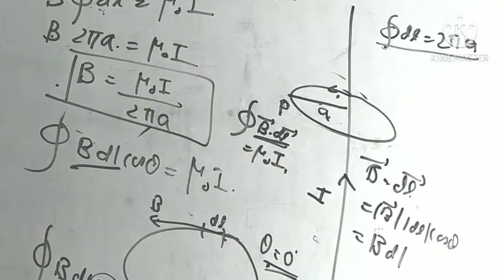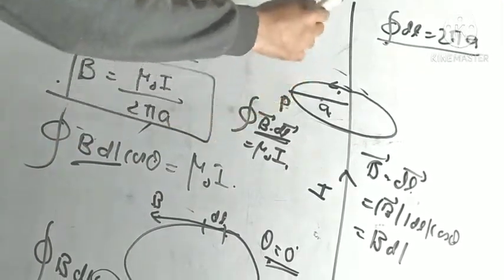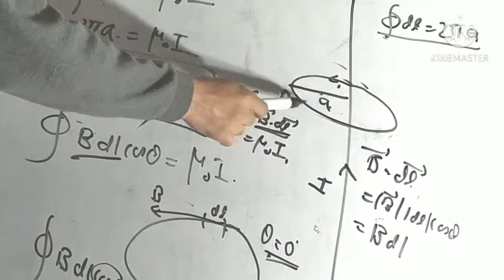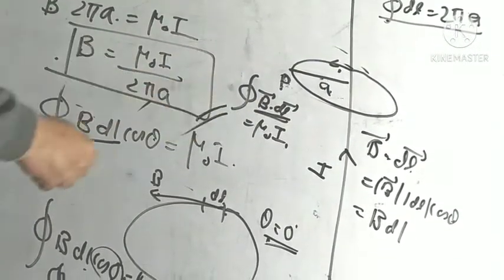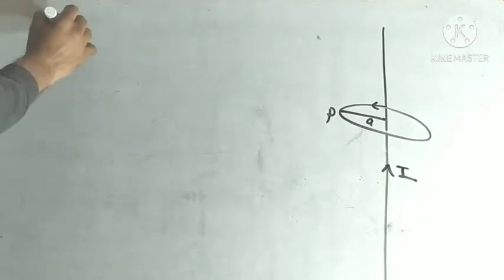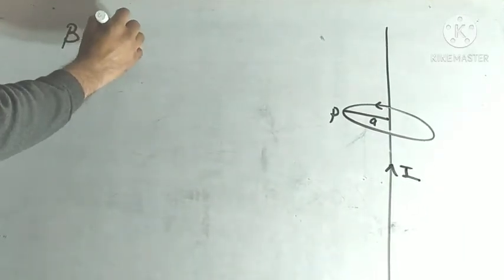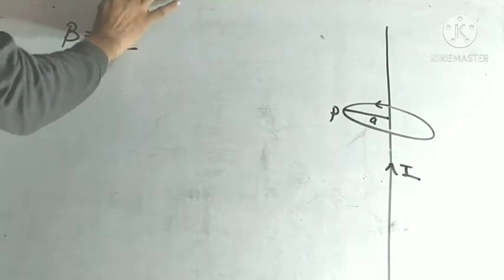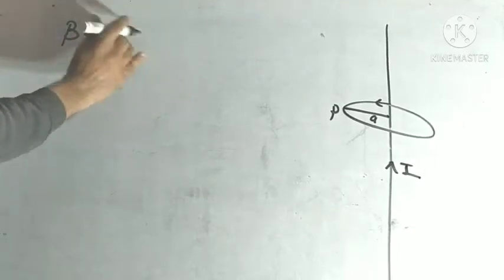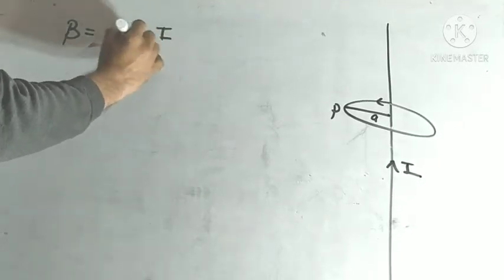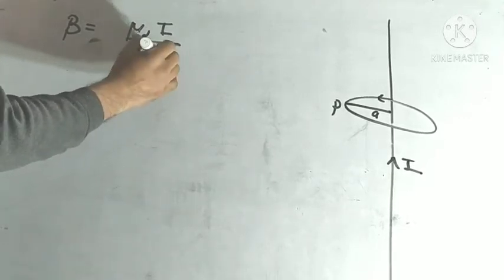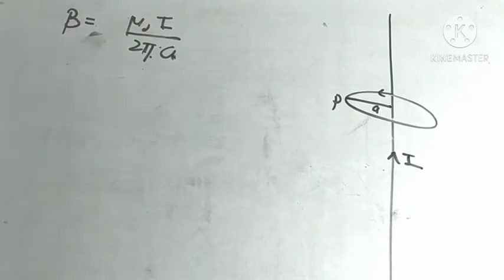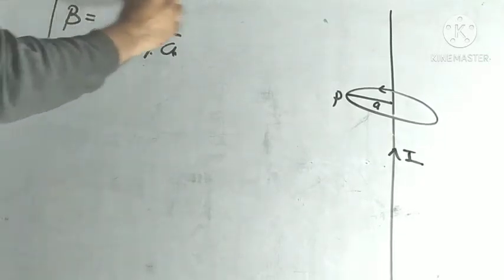Okay, so the magnetic field at point P, which is outside the wire, is B = mu naught I upon 2 pi a.